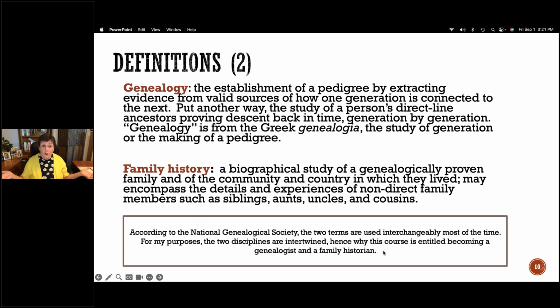Of course, then there's genealogy, which is the establishment of a pedigree by extracting evidence from valid sources of how one generation is connected to the next. The word comes from the Greek genealogia, the study of generation or the making of a pedigree. Family history is a biographical study of a genealogically proven family and the community and country in which they lived. Now, according to the National Genealogical Society, the two terms are used interchangeably most of the time. For my purposes, the two disciplines are intertwined, hence why this course is entitled Becoming a Genealogist and a Family Historian.